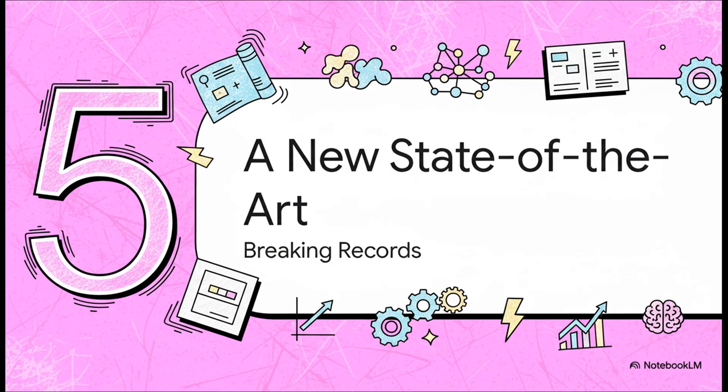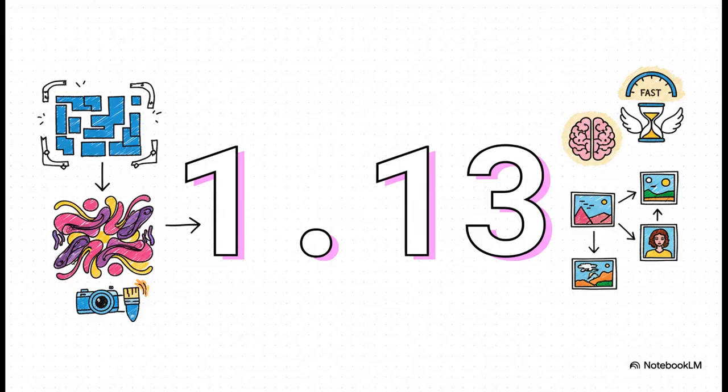So now we've got the whole package. A superior blueprint with RAE, a builder that's been trained to read it, and a supercharged foreman called DDH. So what happens when you put all that together? You don't just get better results. You break records. 1.13. That is the new record FID score on the gold standard ImageNet benchmark.